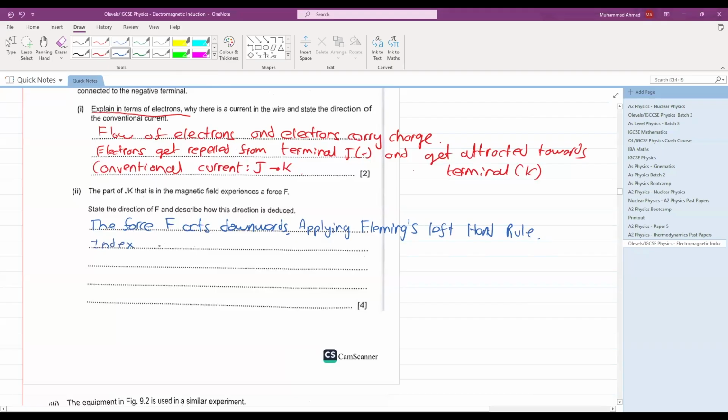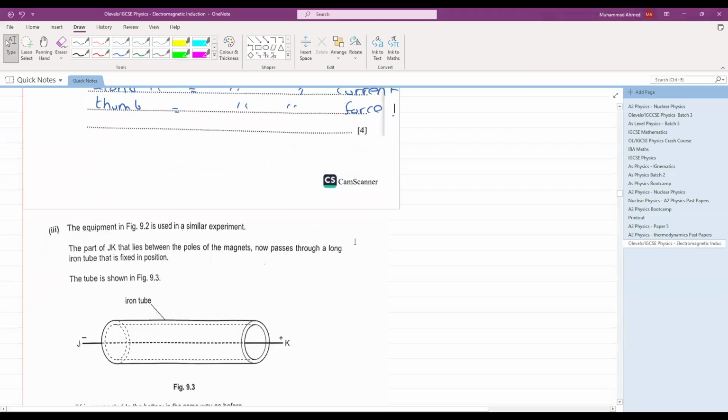Index finger in the direction of magnetic field. Second finger where? Second finger in the direction of current. Where does the thumb point? The thumb points in the direction of force. Simple as that. Let's further move ahead.